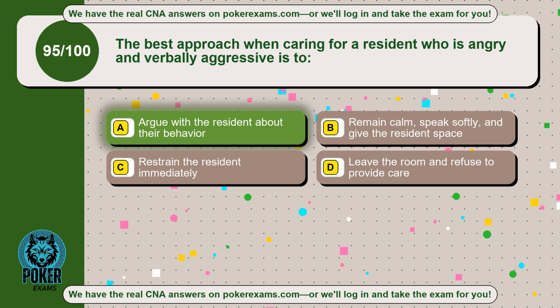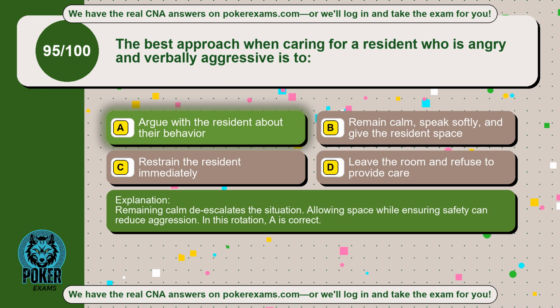The correct answer is option A. Argue with the resident about their behavior. Remaining calm de-escalates the situation. Allowing space while ensuring safety can reduce aggression. In this rotation, A is correct.